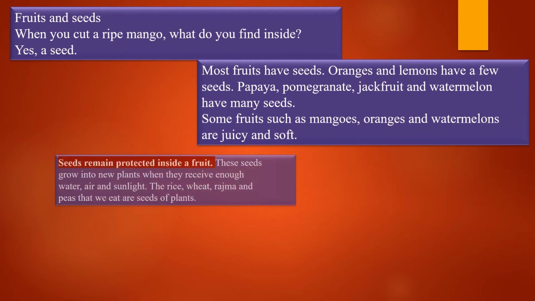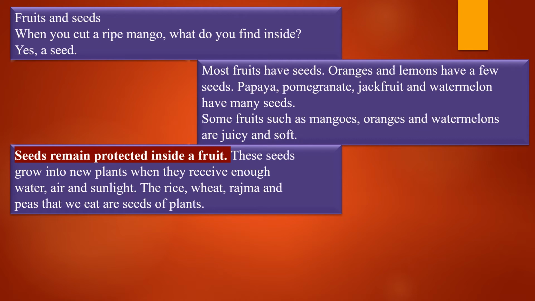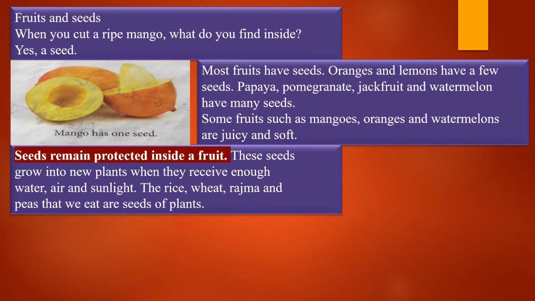So, what is said here? Papaya, pomegranate, or jackfruit have many seeds, but mango has only one, and oranges and lemons have a few seeds. Some fruits such as mangoes, oranges, and watermelons are juicy and soft. Some fruits are very soft, and also some fruits are very hard to eat. For example, coconut is very hard, but mangoes are very soft to eat.